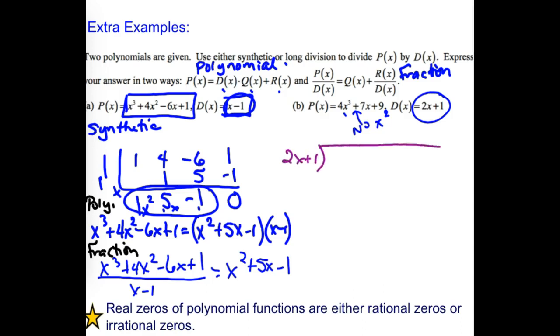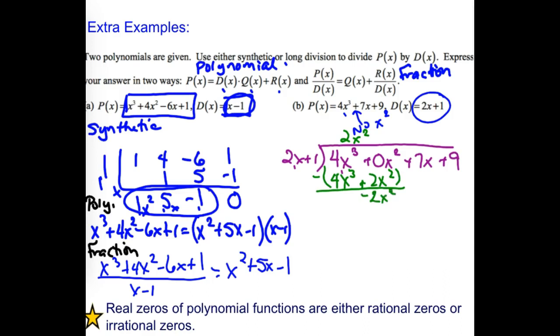All right, we're taking 2x plus 1, we're dividing into 4x cubed plus no x squareds plus 7x plus 9. All right, again, focus just on the first term of each. 4x cubed divided by 2x would give us 2x squared. 2x squared times our whole divisor, we have 4x cubed plus 2x squared. And we're going to subtract all of that. Our first term drops out. We end up with 0 minus 2, or negative 2x squareds. And we bring down our 7x.